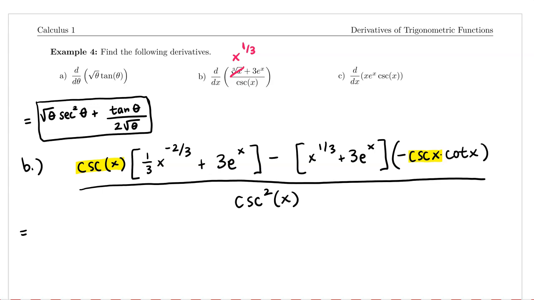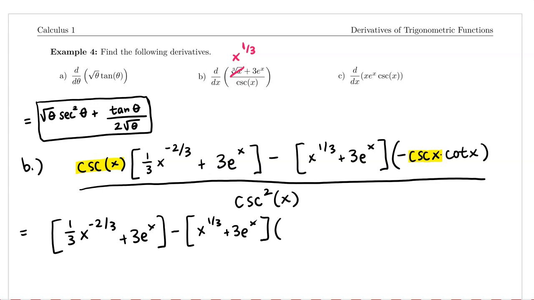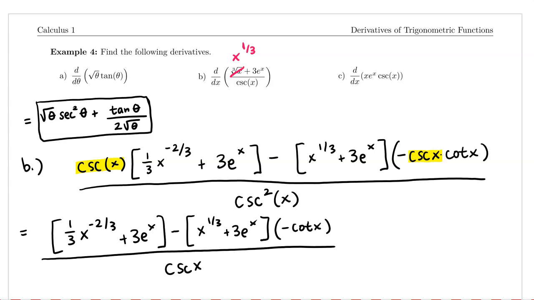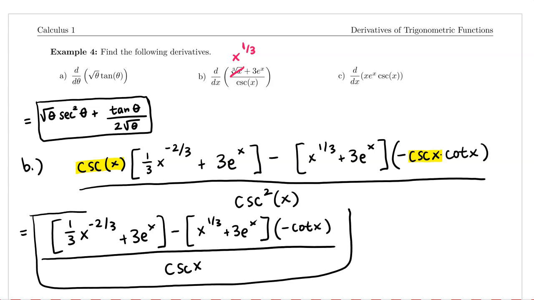So I have 1/3 x to the negative 2/3 power plus 3 times e to the x minus x to the 1/3 power plus 3e to the x times negative cotangent of x, because I'm factoring out one of the cosecants, and then that would leave me with a single cosecant in the denominator. So here is our final answer.